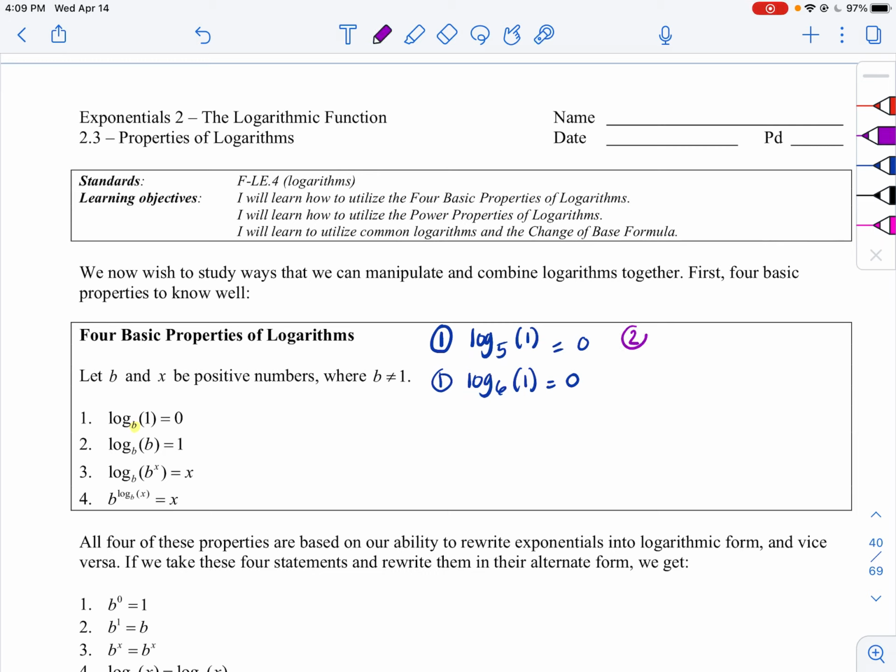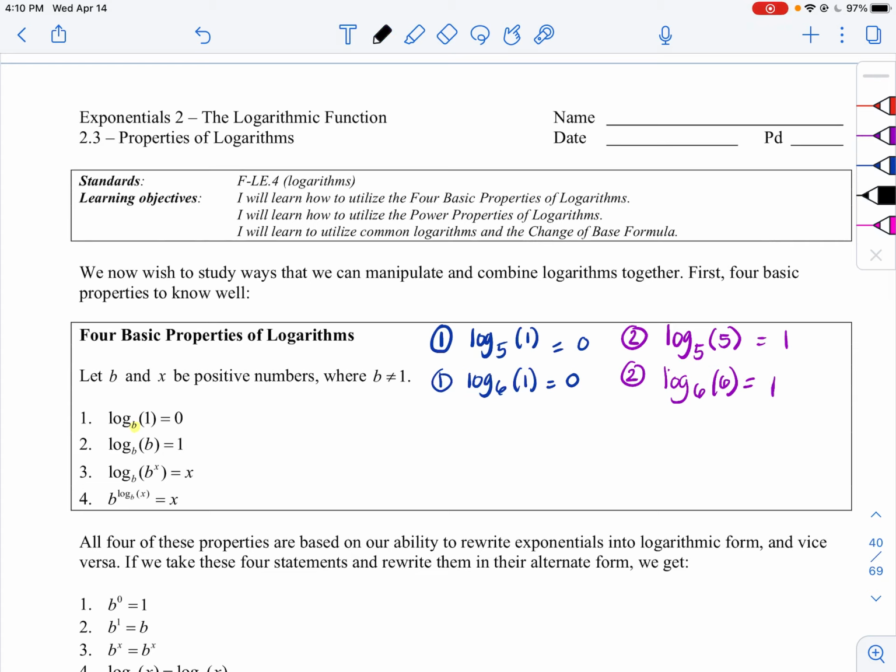Property number 2: if the base and your x value, the one inside the parenthesis, are the same, the answer is equal to 1. So for example, you have log with a base of 5 and 5. The answer to that is 1. Another example would be log with a base of 6 and 6. The answer is again just 1. And that is property number 2.